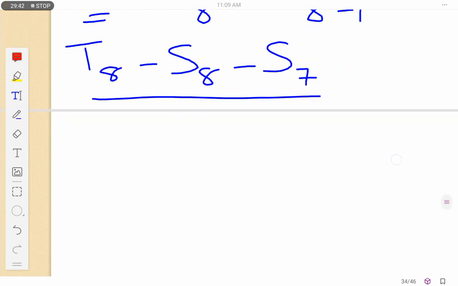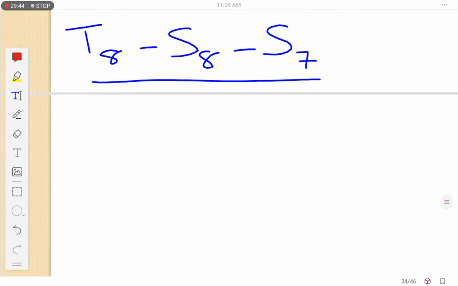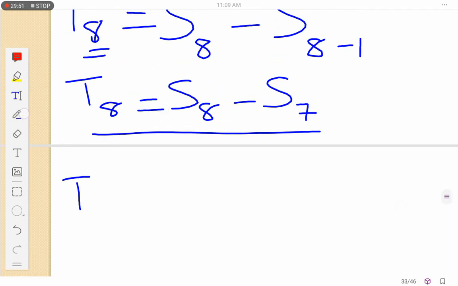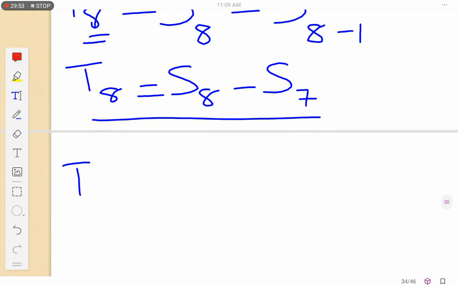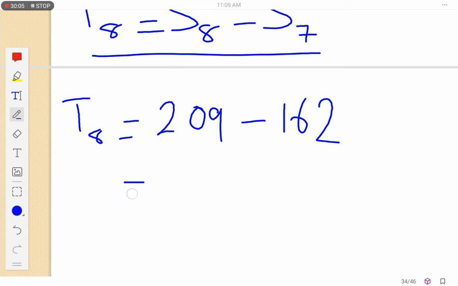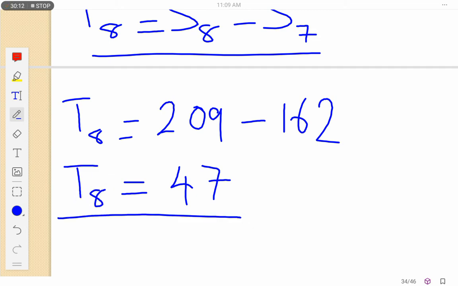Now, substituting the information that we had calculated earlier, the summation of 8 terms, we had our value as 209, minus the summation of 7 terms, which is 162. When we subtract those, we will get 47, meaning our term number 8 is equal to 47. Okay, now let's go on.